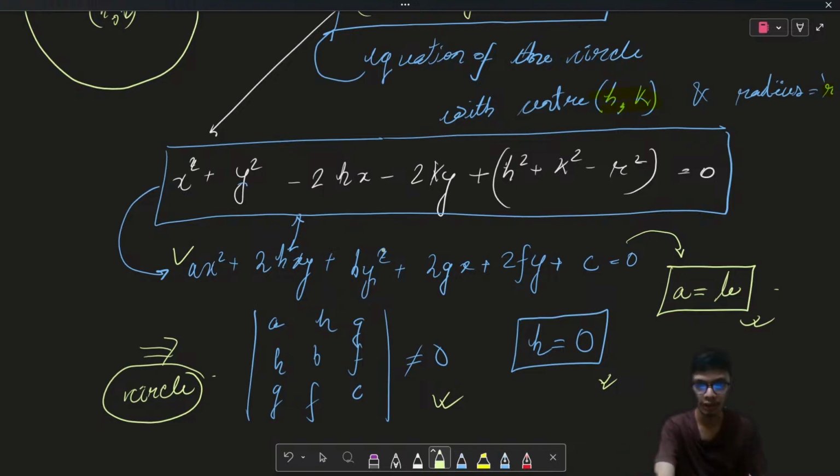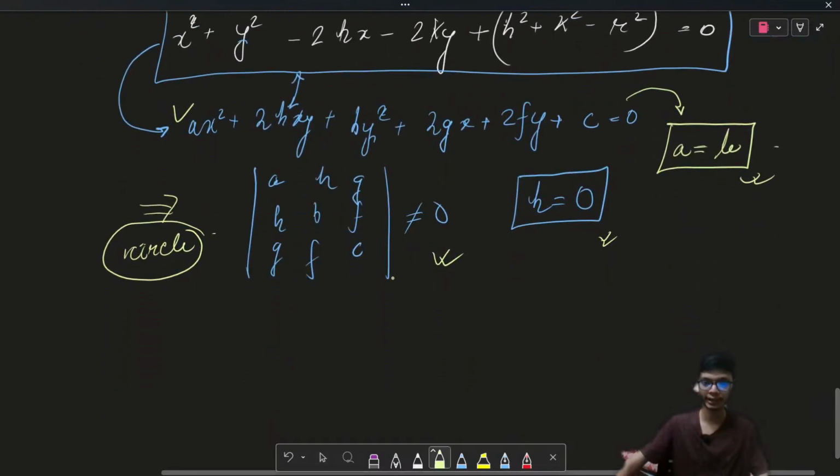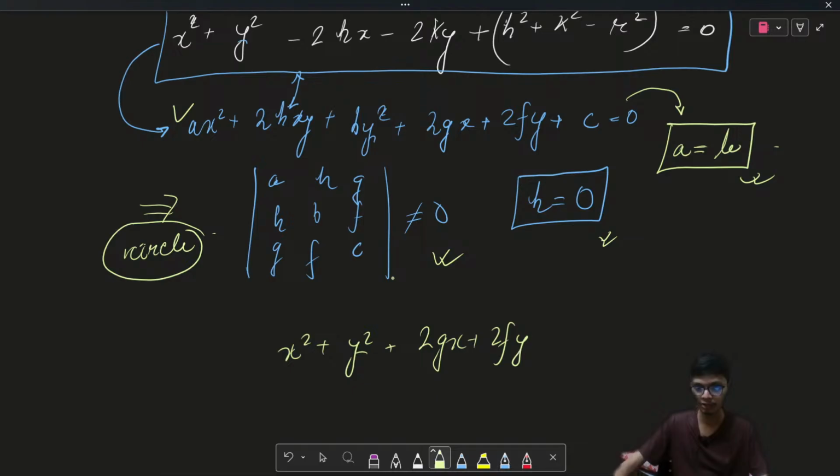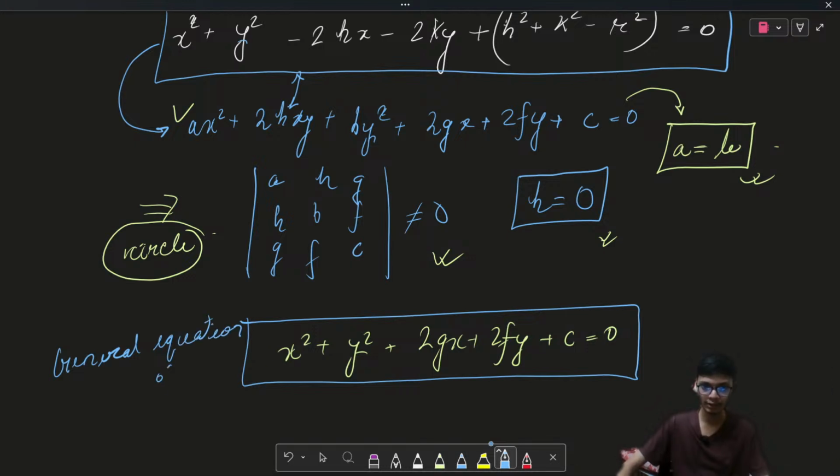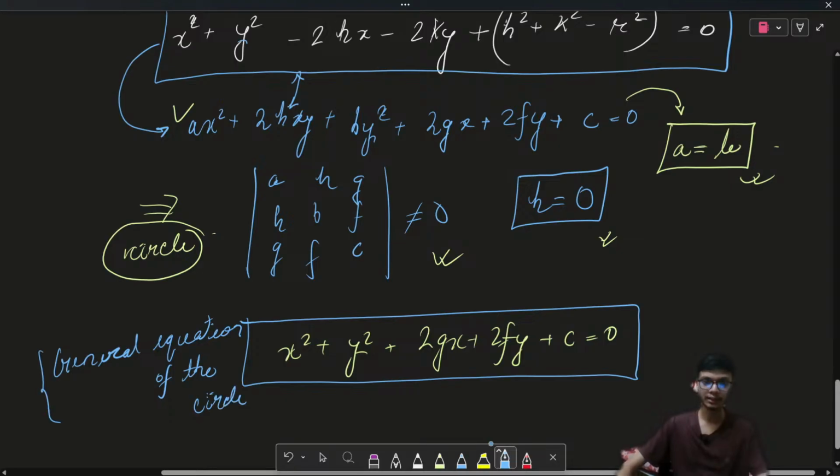Now from here we can also come back to our expressions. Since a and b are equal, let us write the general equation of a circle as x square plus y square plus 2gx plus 2fy plus c equal to 0. Let us call this the general equation of the circle, where g, f and c are the constants, right?